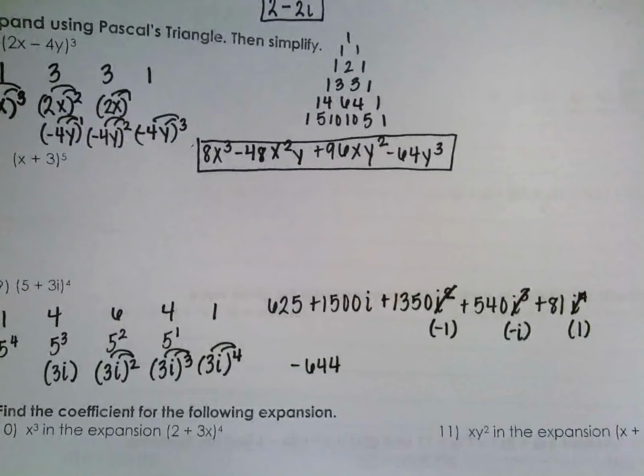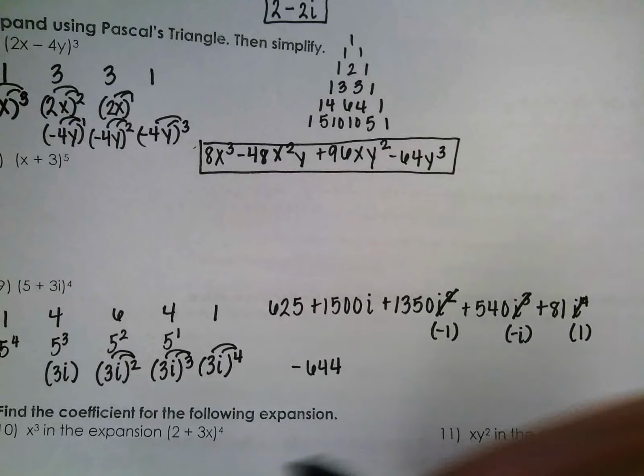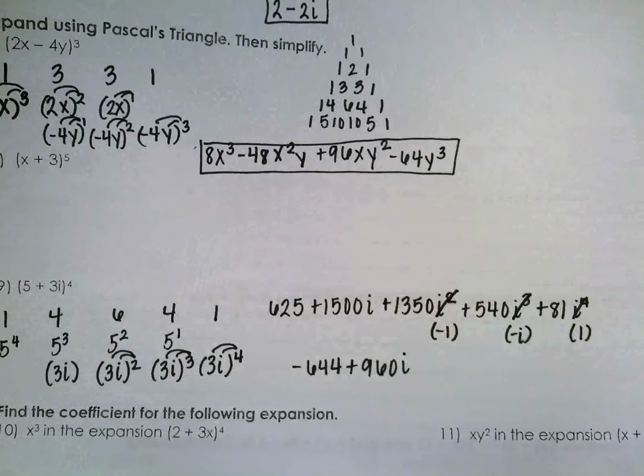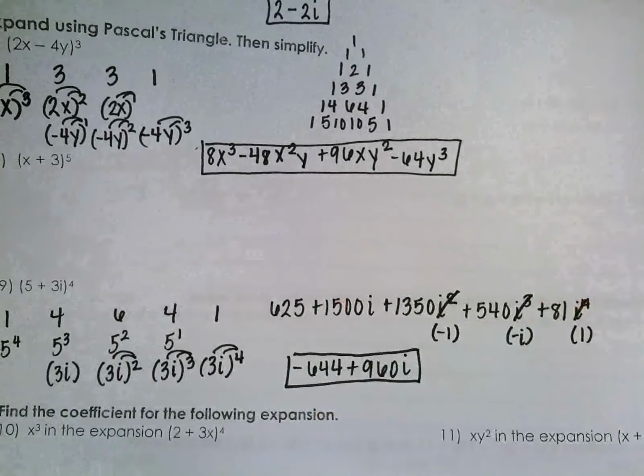Now for my imaginary terms, I've got 1,500i plus 540, or sorry, minus 540i, because of that -i right there. So 1,500 minus 540 is 960. So I've got 960i.